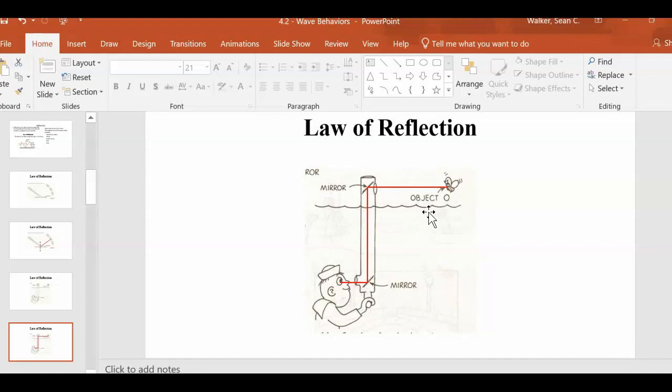That way, if you're hiding behind a wall, you can see over the wall. Or if you're hiding underwater, you can actually see above the water. This could be a person on a submarine or something, using reflection with the periscope to see above water.